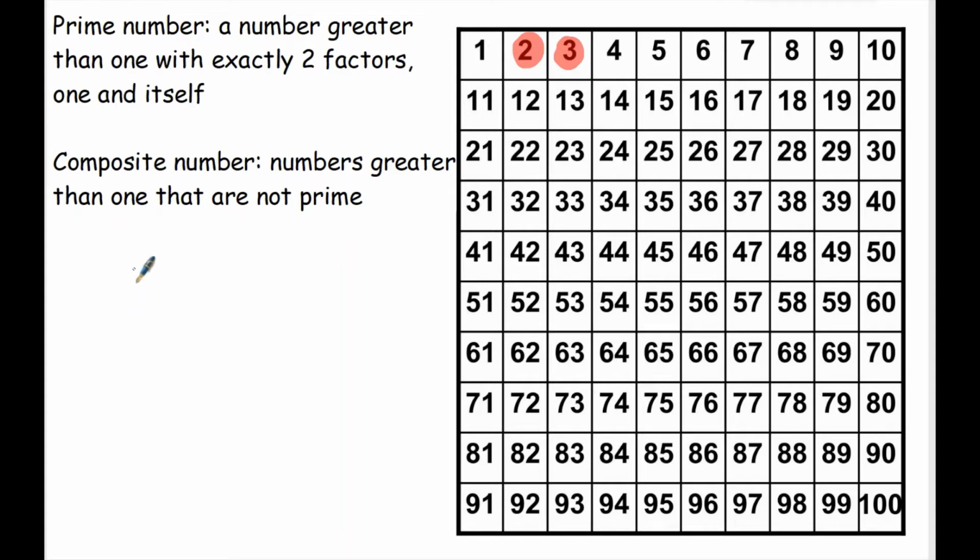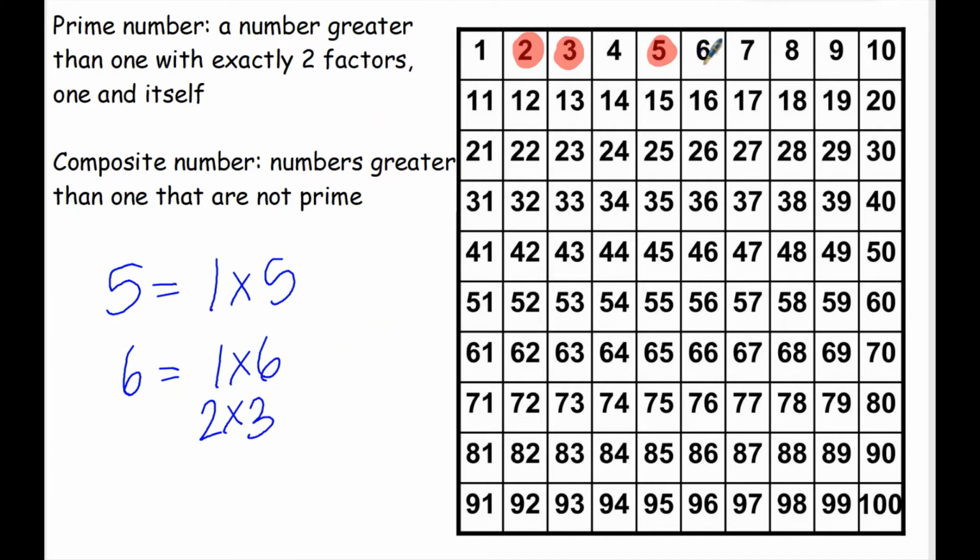So let's try 5. Well, 5 equals 1 times 5. Are there any other factors? Nope. So that means that 5 is a prime number. Well, what about 6? Well, 6, I have 1 times 6, but I also have 2 times 3. So that means that 6 is not a prime number. What about 7? 7, the factors of 7 are 1 and 7. And there aren't any other factors, which means that 7 is a prime number.